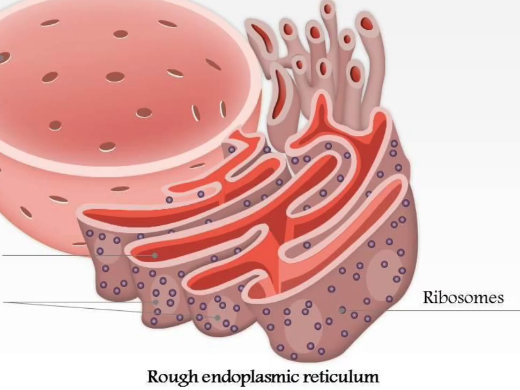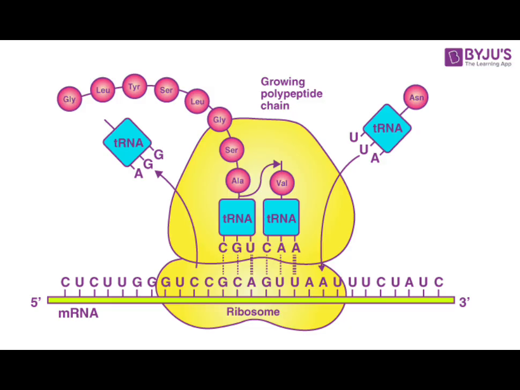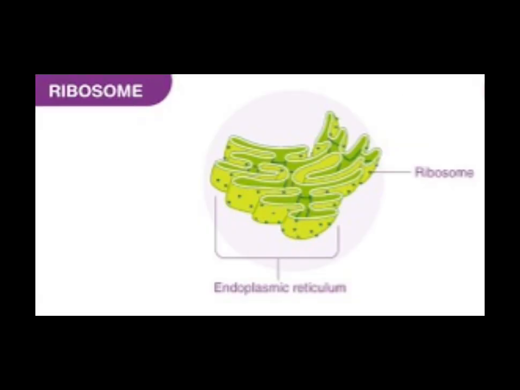Scattered throughout the cytoplasm are tiny structures called ribosomes. Ribosomes are the sites of protein synthesis. They use genetic instructions from the nucleus to build proteins, which are needed for growth, repair, and many other cellular functions. Ribosomes may be found freely floating in the cytoplasm, or attached to the endoplasmic reticulum.